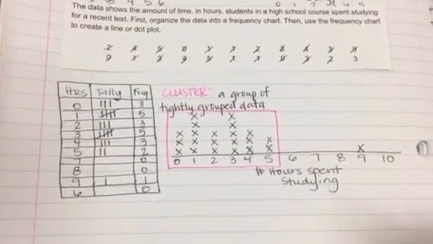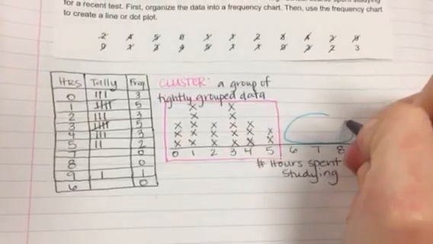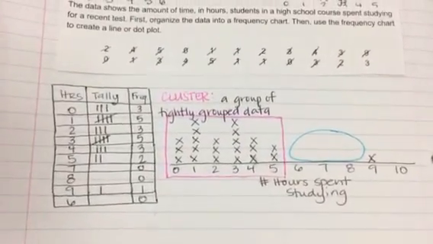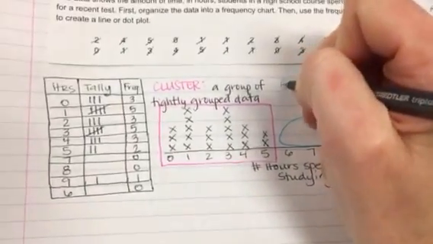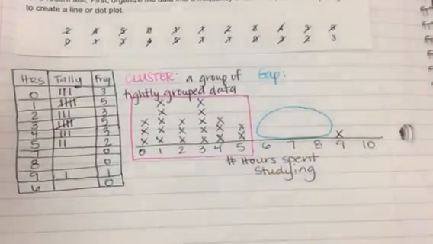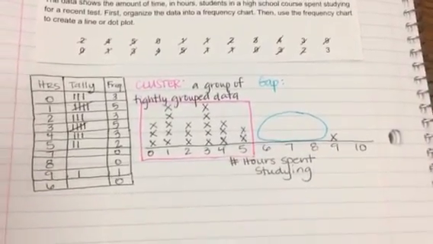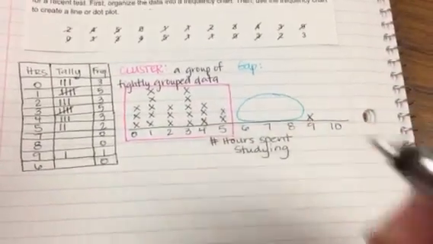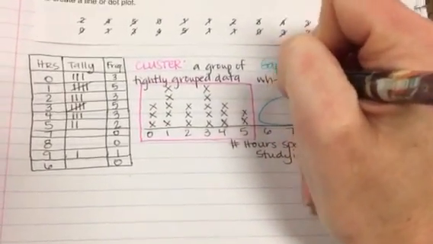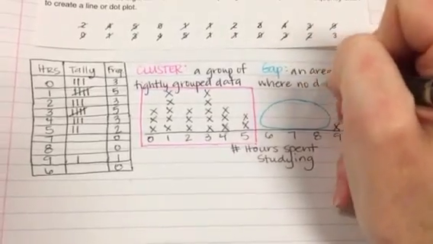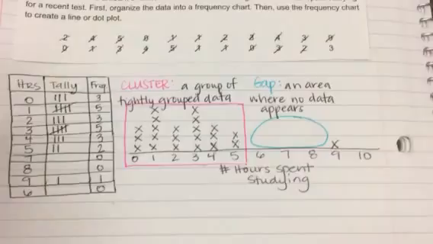The next thing I want to draw your attention to is that right here in the center, we have an area where there's nothing. And this area where there is nothing is called a gap. And just like a gap between two mountains or a gap in the curtains, a gap is an area where no data appears. So what you notice is it's almost like we have a hole there.